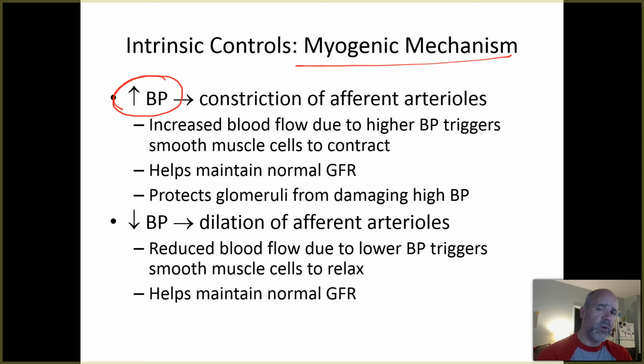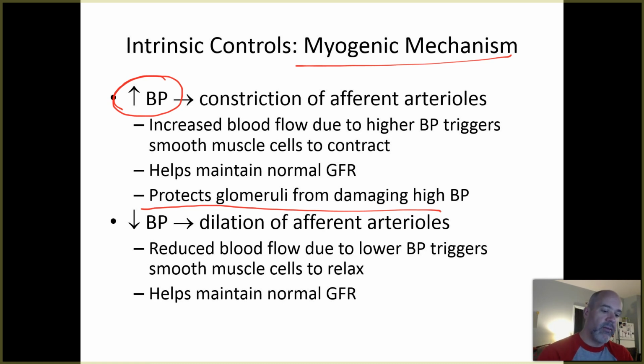This is important because if you have blood pressure that's really going up high and you didn't have this myogenic mechanism, high blood pressure could really force a lot of blood into the glomeruli, and they're very delicate structures that already deal with a fairly high amount of pressure anyway under normal circumstances. And if they weren't protected from this increasing blood pressure, they could be damaged really, really easily.